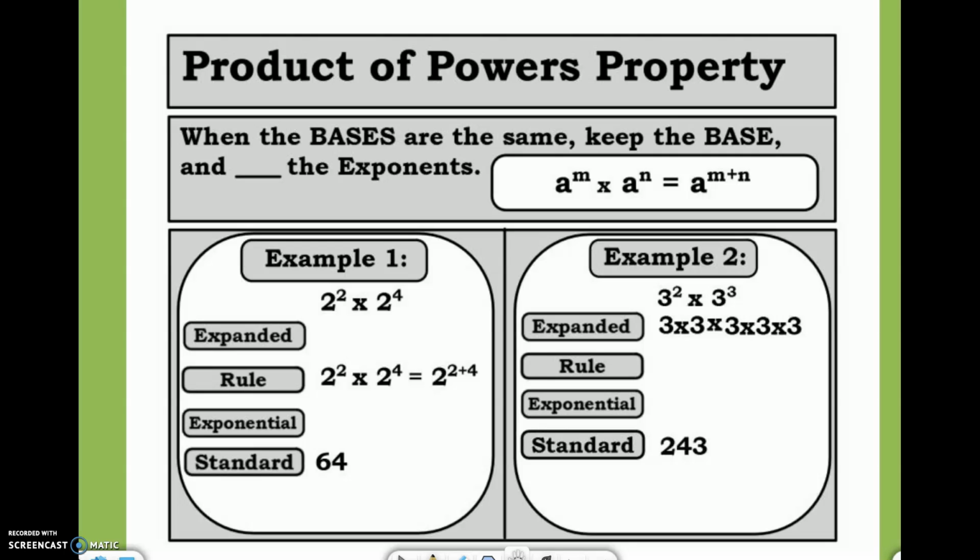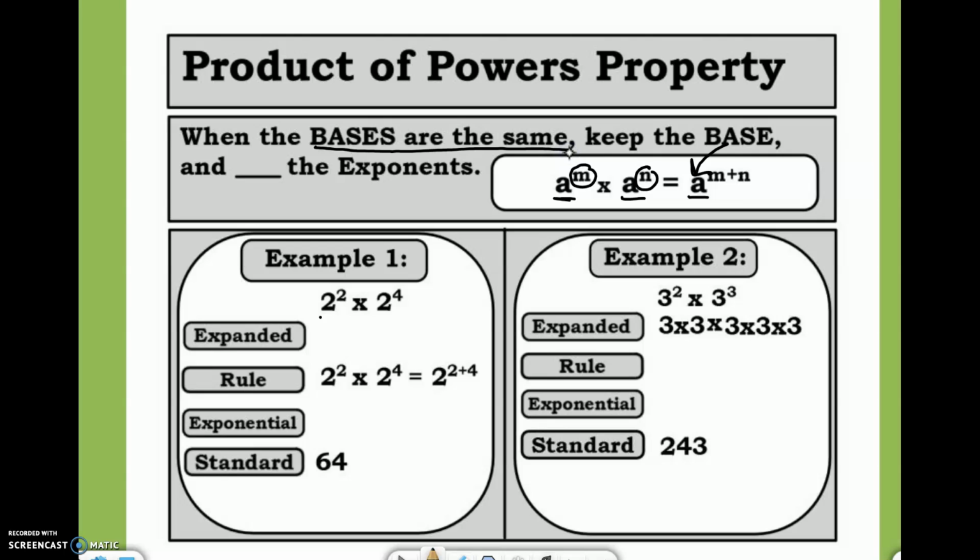Okay, we're going to talk about power rules. And if you'll notice in our notes, the big number is called the base. And the number on the top here is called the exponent. So we're going to have three rules we're going to go over. The first rule is the power rule when the bases are the same.